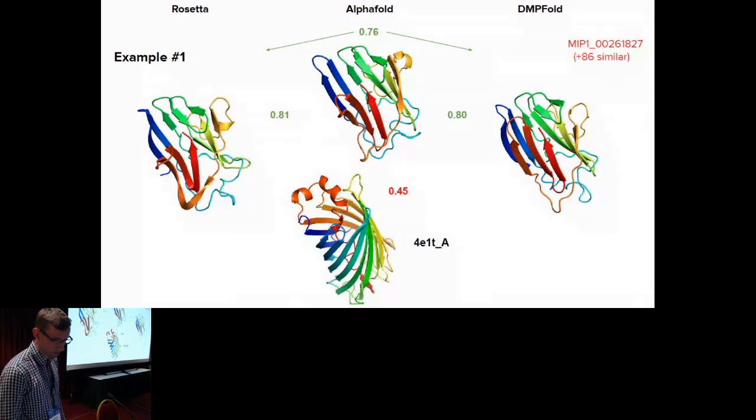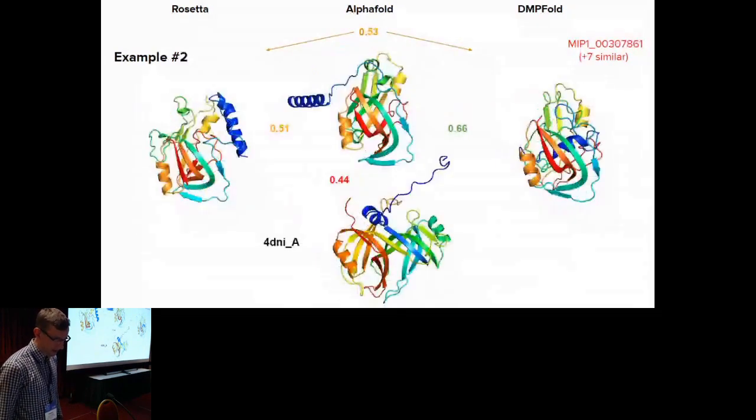kind of beta barrel. And this is a representative structure from the largest novel fold clusters that comprises 87 similar structures. In this example, the agreement is a bit lower, around 0.5, 0.6, because of this probably disordered blue alpha helix that was predicted differently by all three methods. But apart from that, the core of the structure is predicted almost the same way by all three methods.